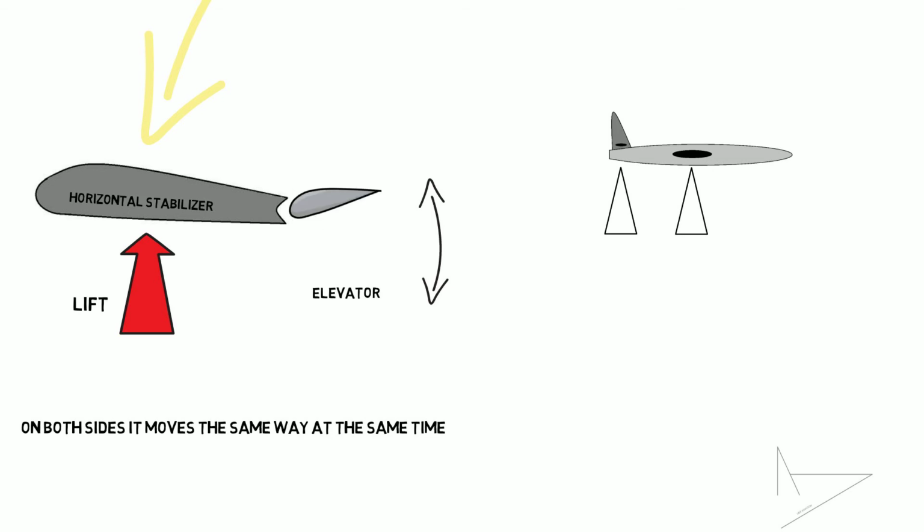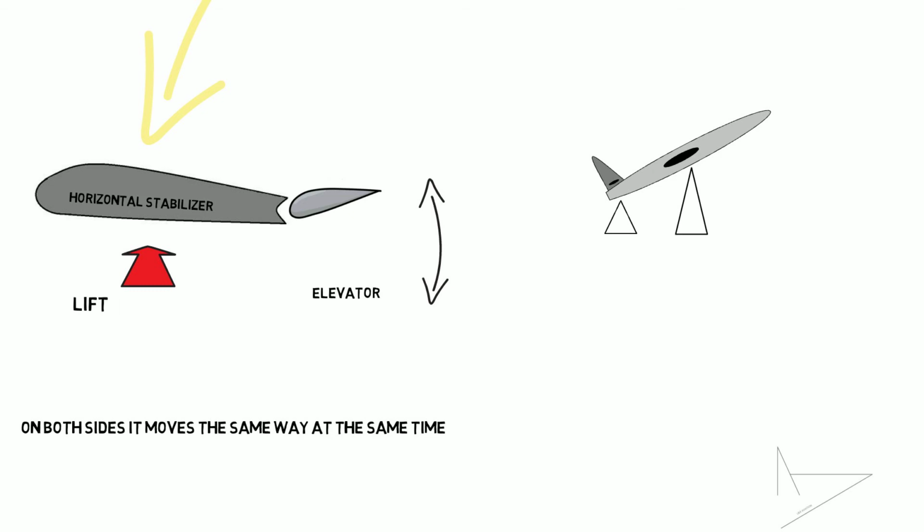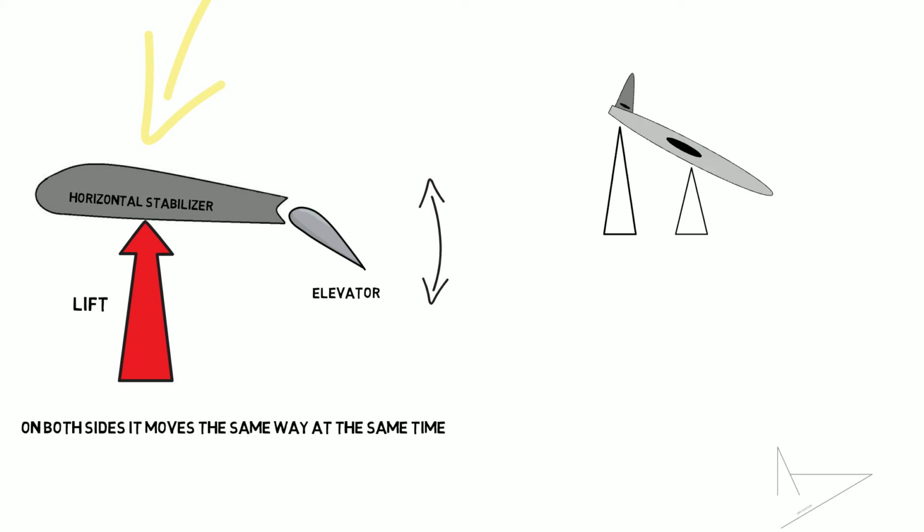By moving the elevator up, the disturbance created in the airflow is reduced, thus causing a reduction in lift, or, as in our example, a lowering of the rear pedestal. To achieve a pitch down instead, the elevator goes down, creating a stronger lift force at the back of the aircraft, causing the nose to point down.